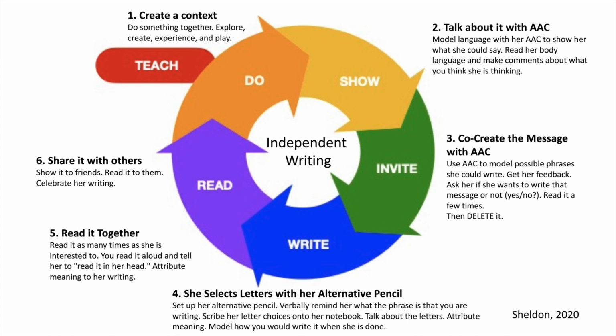Once they are done writing, then we will have a turn to model how we would spell it. Then we read it together, as many times as they're interested to. We tell them that we'll read it out loud and they can read it with the voice in their head. And then finally, we share it with others. We want to celebrate them in their writing. We can show their friends and talk about what they wrote about.